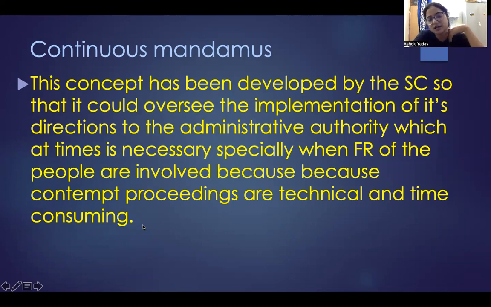So what is this continuous mandamus? It is basically when the writ has been issued and the concerned authority has been directed to take the required action. What the court can do is, in between, oversee whether they are implementing the orders of the court or not. When the court is checking their work in between the process of their work, this is called continuous mandamus. That is, the court can oversee the implementation of its directions to the administrative authorities.